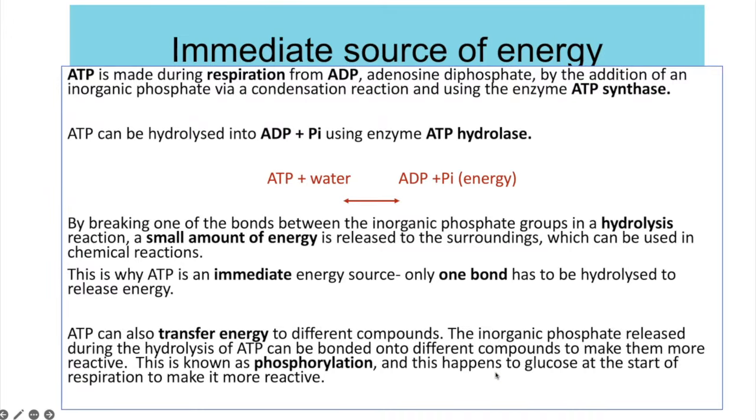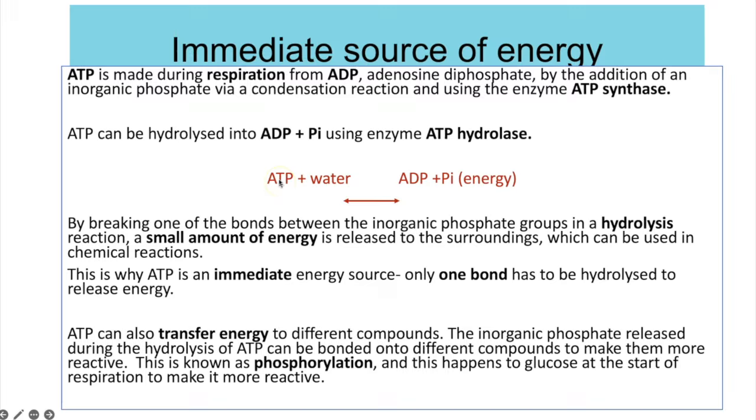So a bit more about ATP then. This time we've looked at the structure, now we're going to look at the creation and hydrolysis of it. So ATP is made during respiration from ADP, which is adenosine diphosphate, by the addition of an extra inorganic phosphate. And that's a condensation reaction using the enzyme ATP synthase. And that's what we can see here, ADP plus Pi results in the production of ATP plus water. And it's a condensation reaction, so that's why we've got plus water. Water's been removed. This is a reversible reaction.